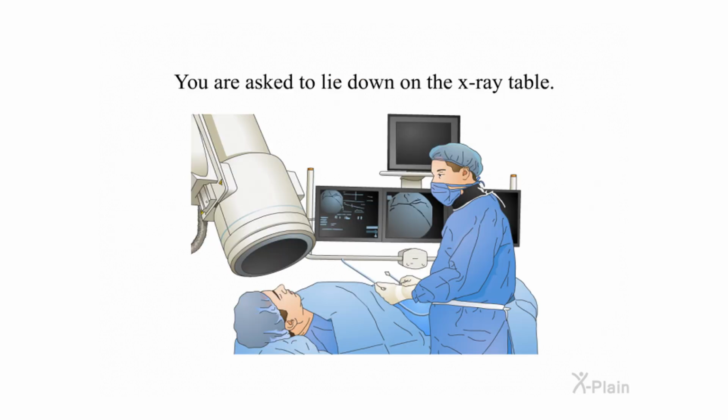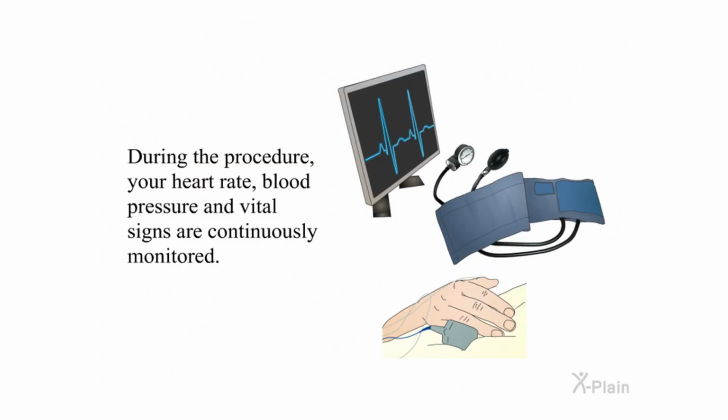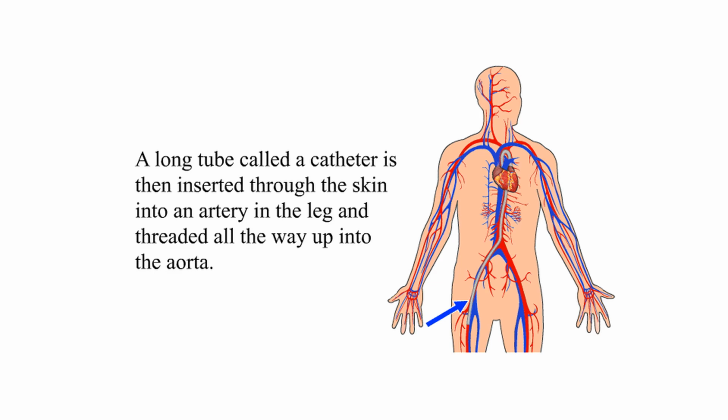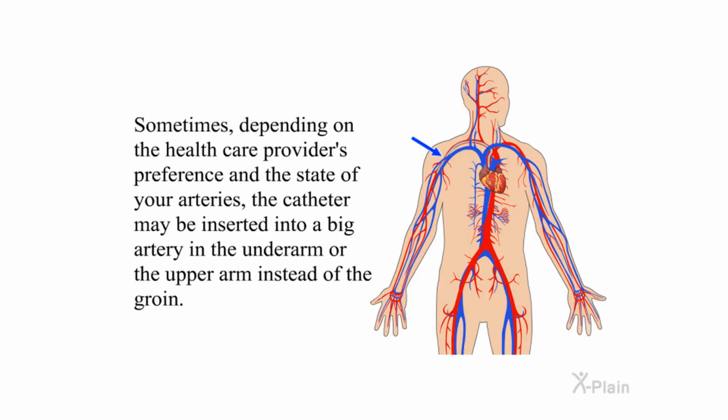You are asked to lie down on the X-ray table. During the procedure, your heart rate, blood pressure, and vital signs are continuously monitored. The groin area is then disinfected and made numb with a local anesthetic. A long tube called a catheter is then inserted through the skin into an artery in the leg and threaded all the way up into the aorta. Sometimes, depending on the healthcare provider's preference and the state of your arteries, the catheter may be inserted into a big artery in the underarm or the upper arm instead of the groin.